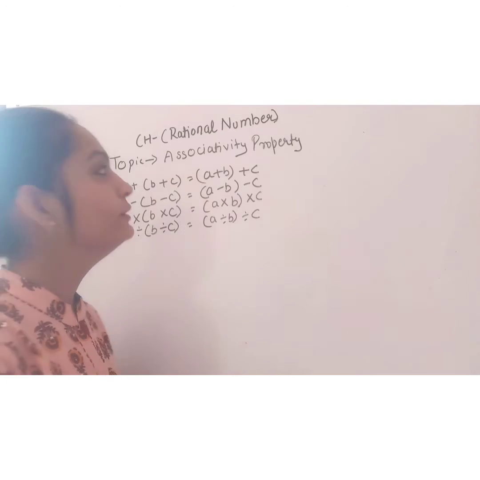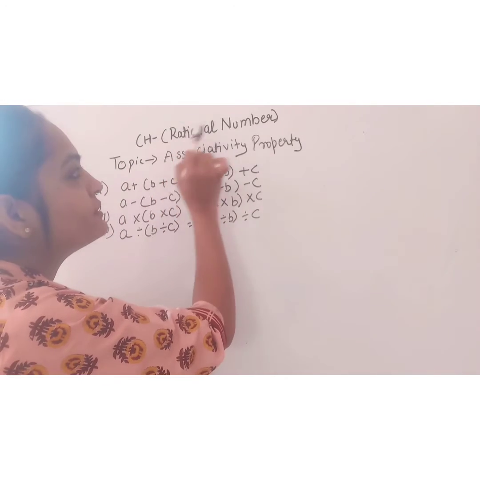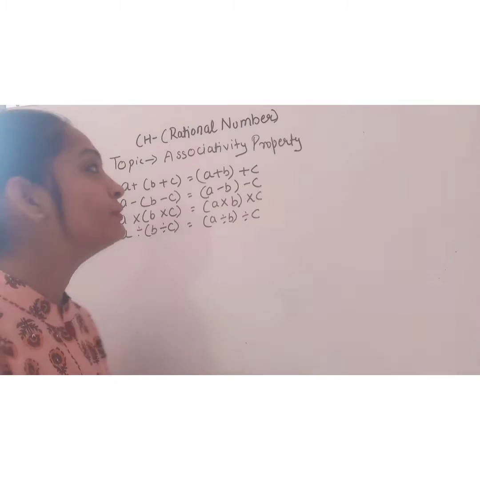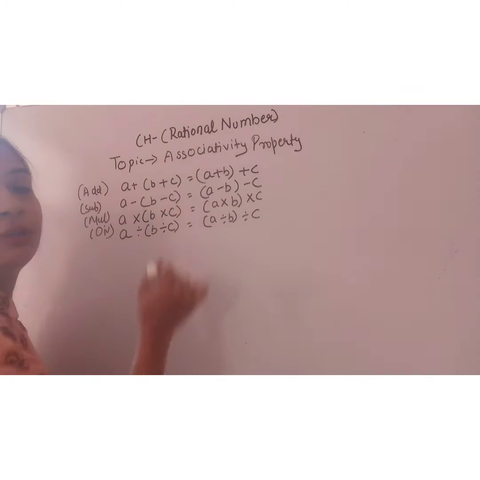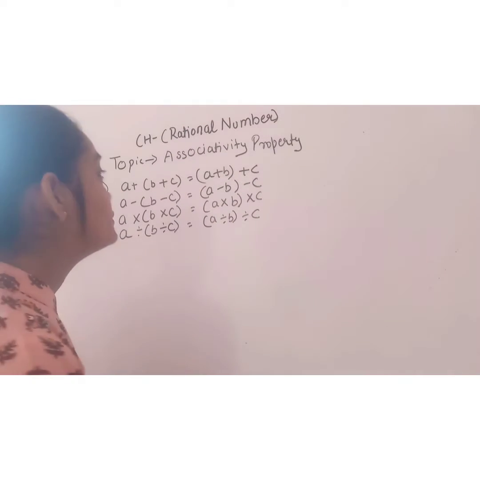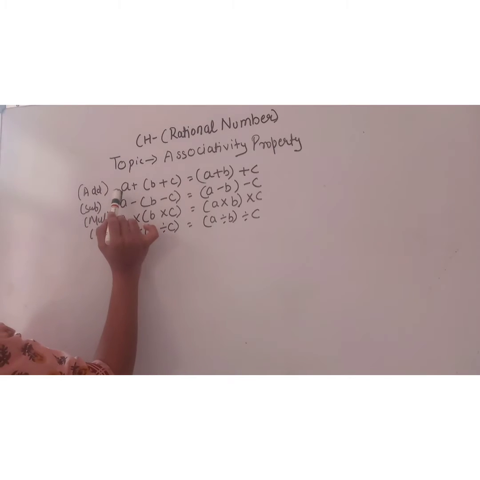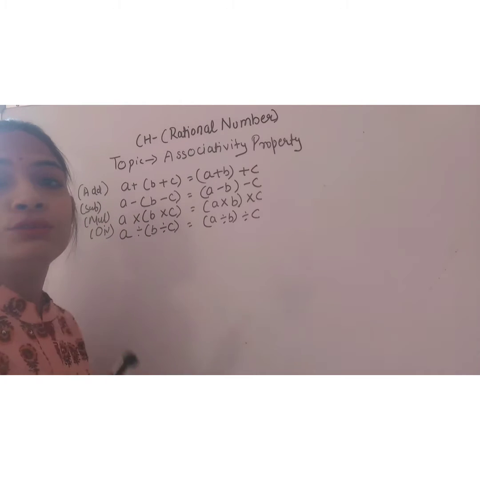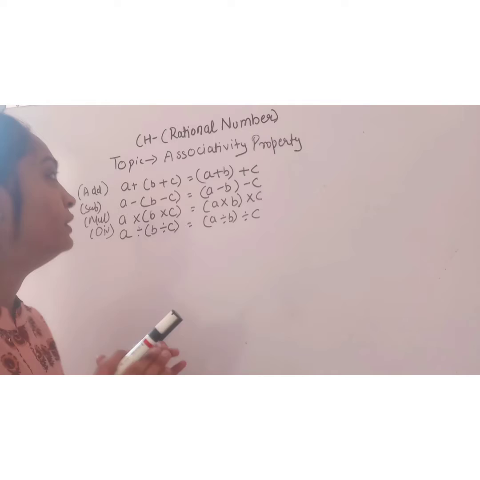Students, let's begin our chapter, Rational Numbers, in which today we'll start with the topic associative property. What does the associative property say to us? What does association mean? Association means to combine two things, okay?